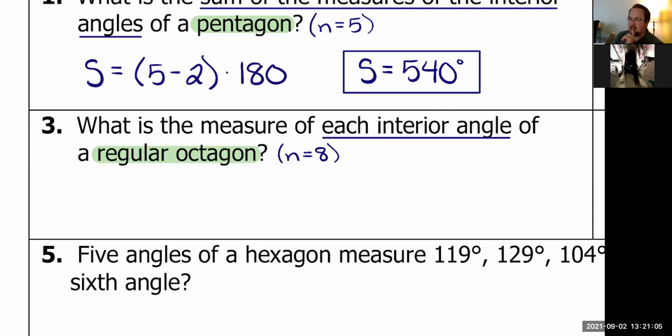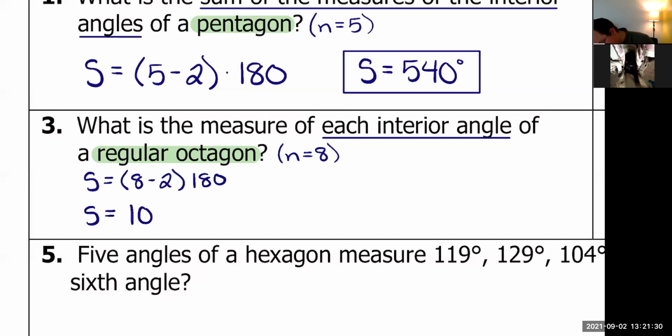In order to find each measure, I'm going to need the total first. Careful, these are interior angles. So S equals 8 minus 2 times 180. So the total of all the interior angles, I believe, is 1080 degrees. Now, that's not our answer.